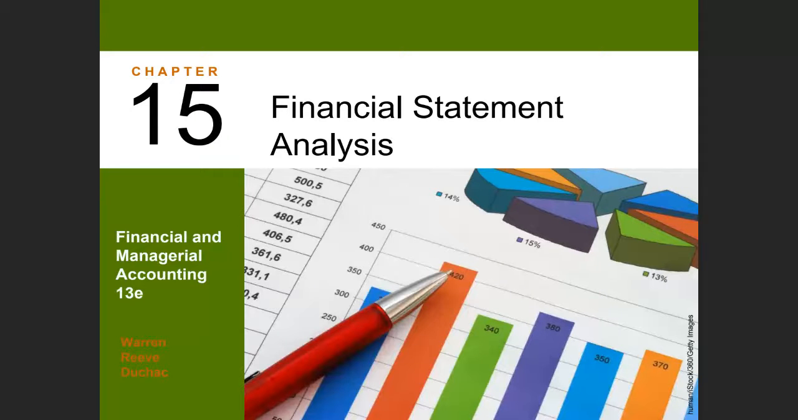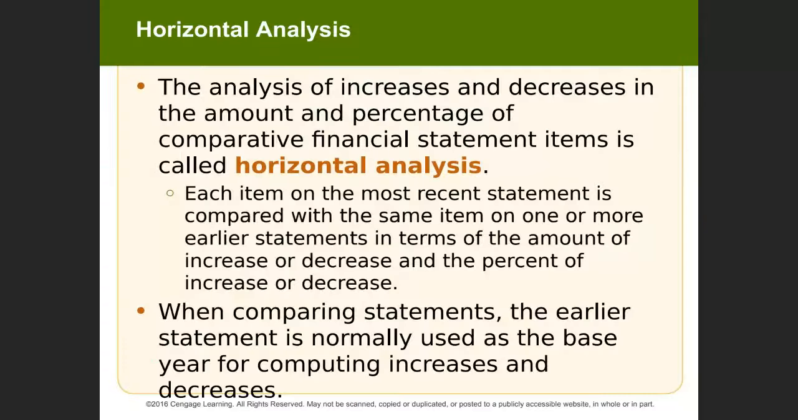Chapter 15, Financial Statement Analysis. The analysis of increases and decreases in the amount and percentage of comparative financial statement items is called horizontal analysis.